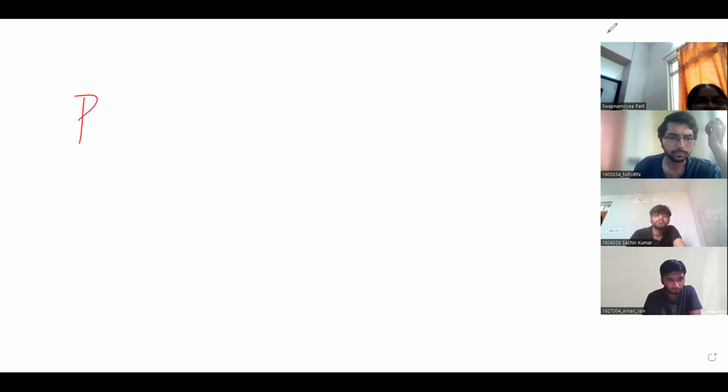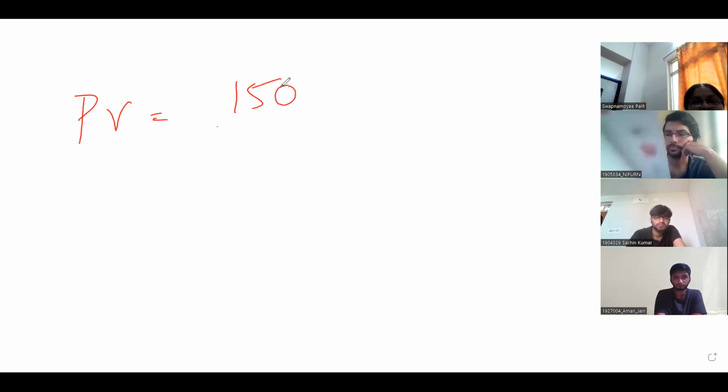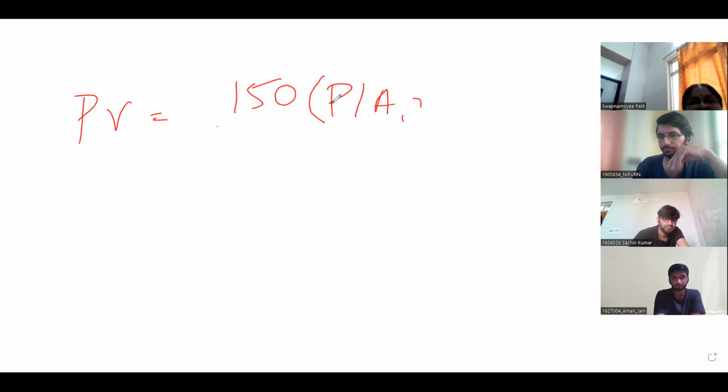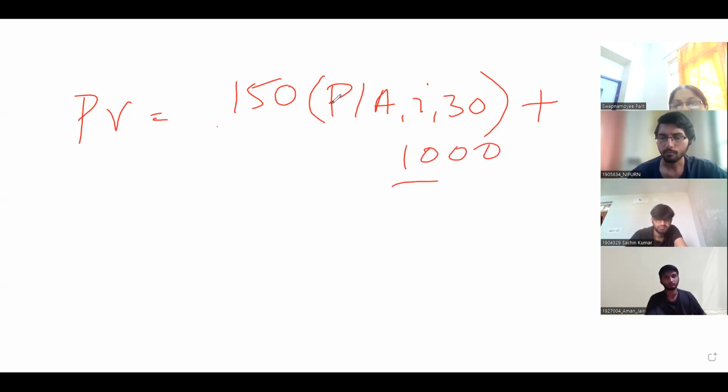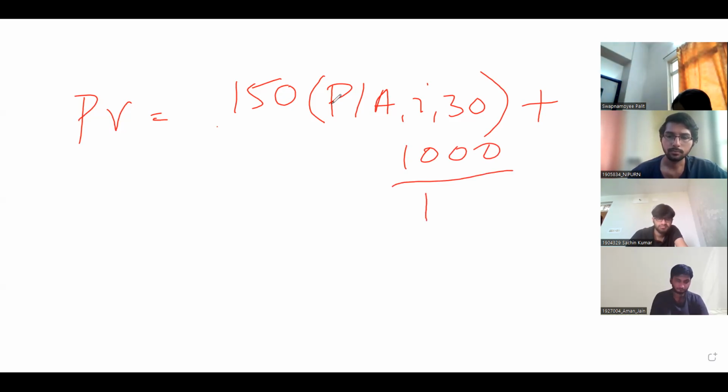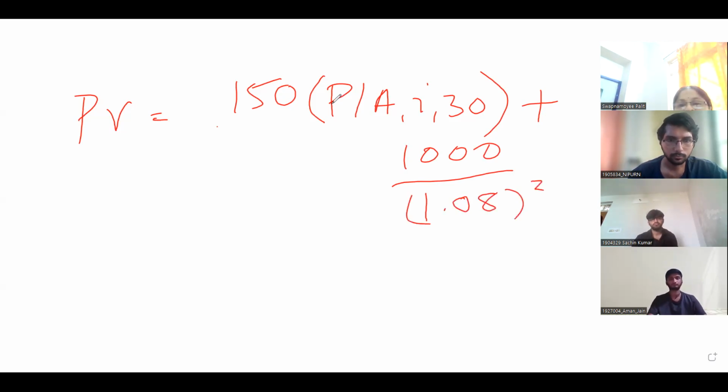So anyhow, let us do this. You're calculating the present value of this. So your 150 is your A, remember. It is getting repeated each year. So you have to use your fifth formula, P given A, i, for 30 years, plus you have a maturity value, which is your 1000, and it is maturing in the last year. N is 30, so you have to bring it to year 30. What is the rate of interest, Sachin? 8%. So 1.08 to the power 30 is your answer. This is all that you have to do.